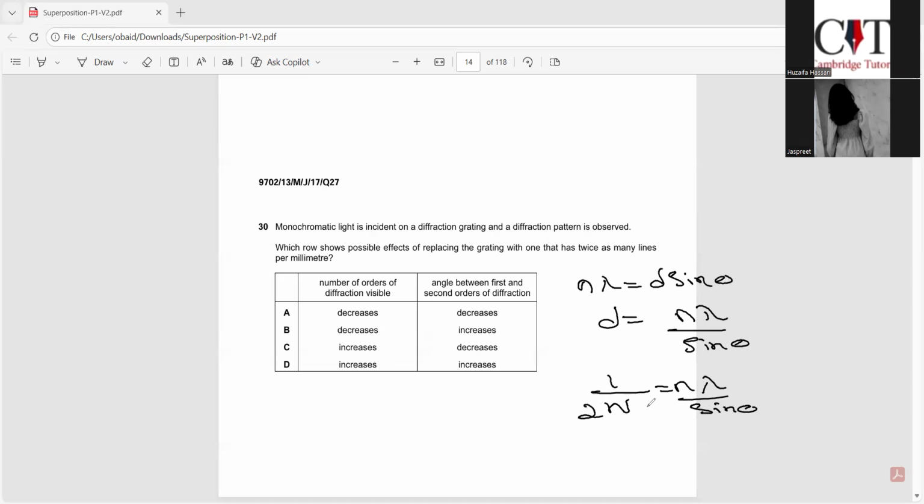Yes, sir. So now bring this to n in the numerator, it would be 2n equals to, it would become inverse as well, so sine theta over n lambda. Now if we increase the number of lines, what would happen? The angle would also increase due to the direct relationship. Now tell me, if we increase the number of lines, what would happen to the number of orders? It will decrease because it's inversely proportional. Yeah, so B would be your answer there. Is it clear? Yes, sir.